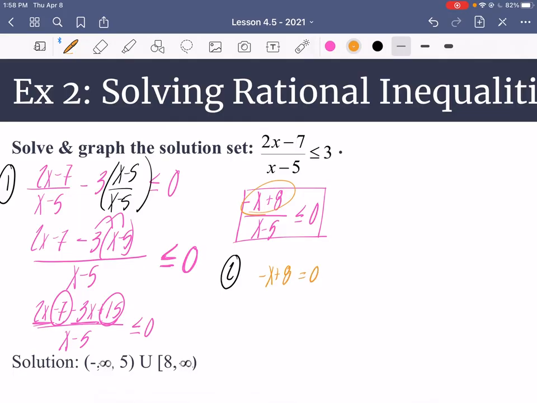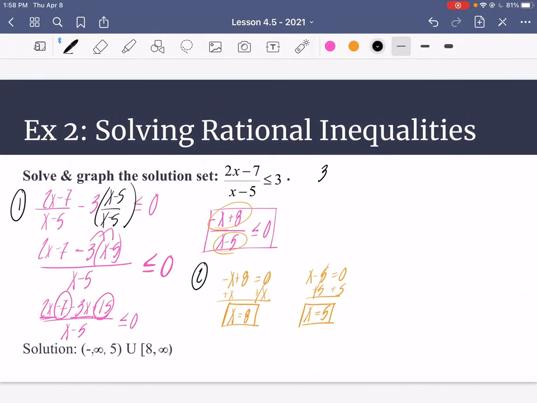So here, if I added x to both sides, I would get x equals 8. That's one boundary point. And then set x minus 5 equal to 0. If I add 5 to both sides, I get x equals 5. And that's another boundary point.